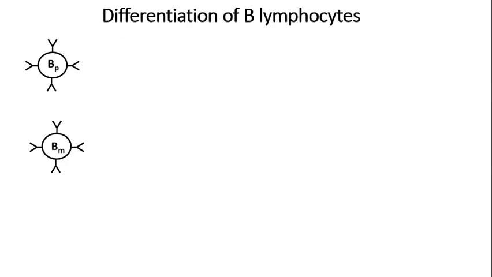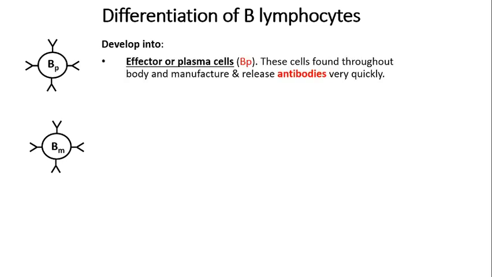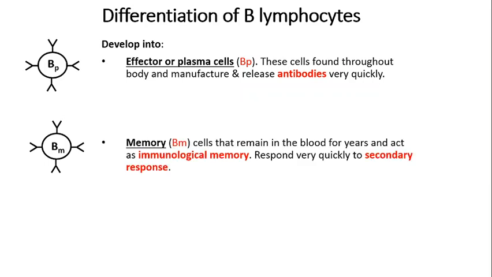With the B cells, then you've got your B plasma cells. They'll start to produce antibodies very, very quickly. Sometimes they're called effector cells, sometimes they're called B plasma cells, but plasma cells produce antibodies very quickly. The B memory cells then are the other ones. Those again will circulate in the blood and act as immunological memory to produce a much quicker secondary response.